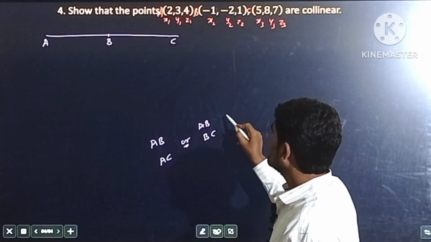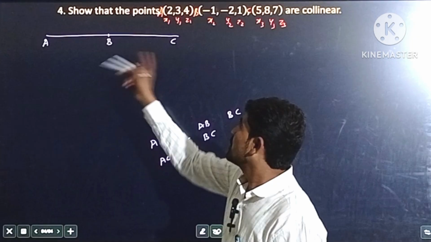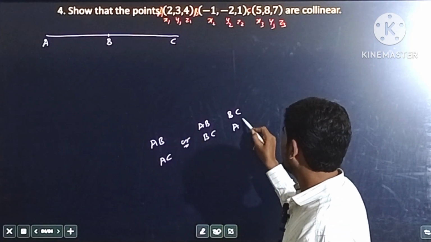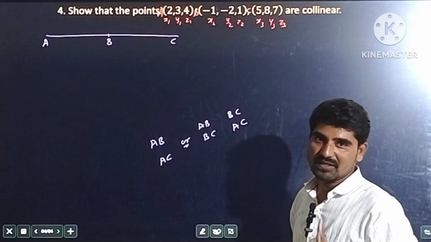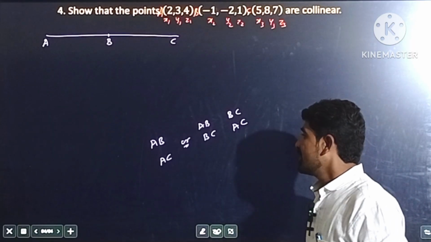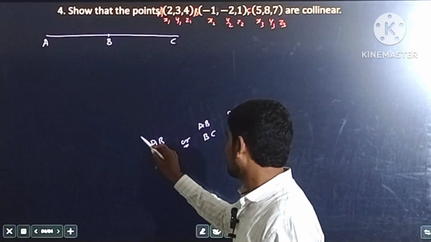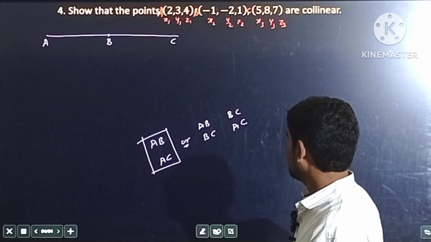Or the direction ratios of the line segment BC are proportional to the direction ratios of the line segment AC. So you can prove any one condition among these three, then we say that these 3 points are collinear. Let's consider the first case here.